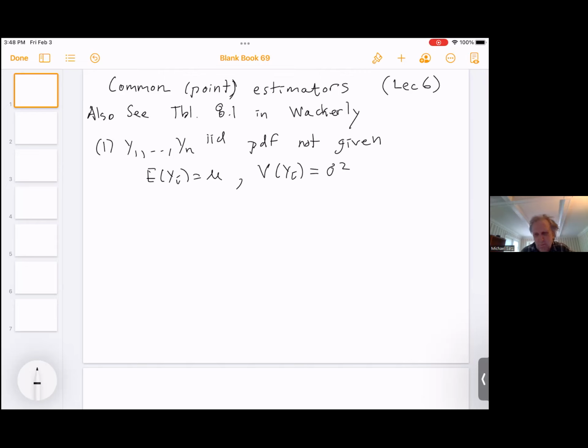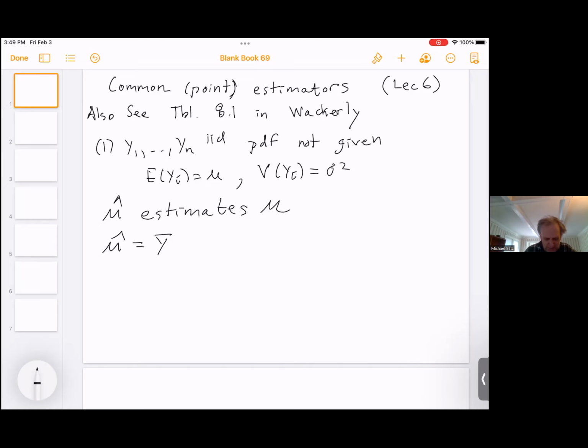We're going to use a hat over the parameter to indicate an estimator. So mu hat will be the estimator of mu. This is just notation. And we'll say mu hat equals y bar. We will hold off on the word good, but let's just say it's intuitive and in the table as a common idea for an estimator.